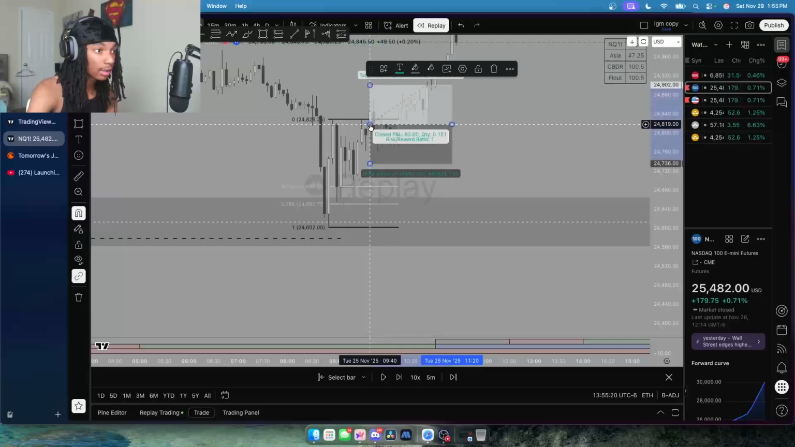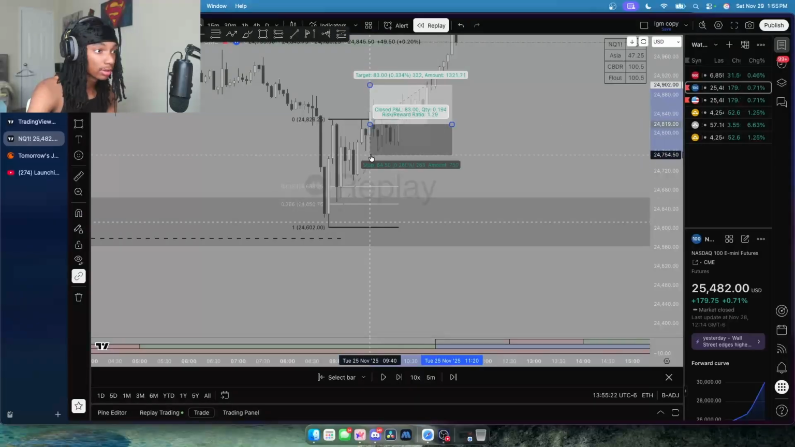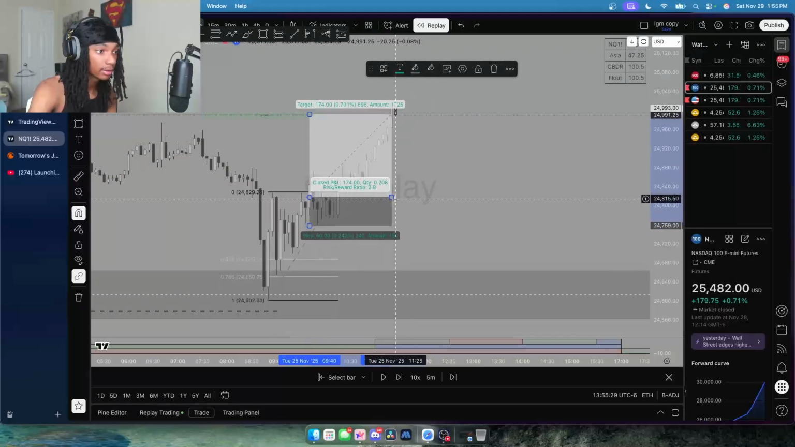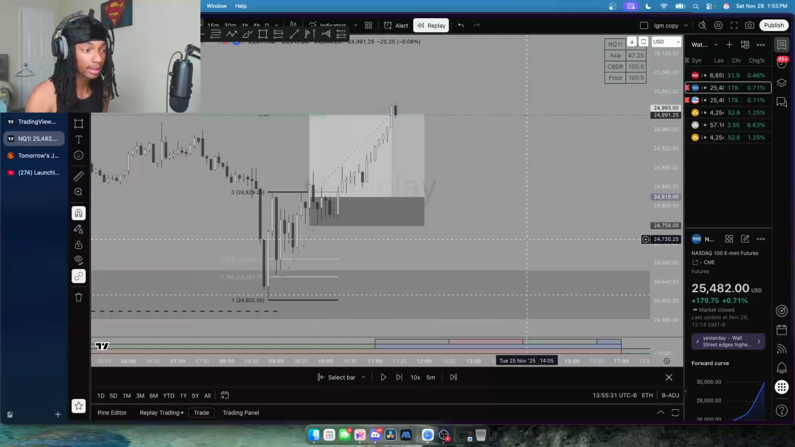Right here at this high. Stops going below this past wick, aiming for 50 to 60 points or previous day high, since it's right there. That simple. You know what I'm saying?